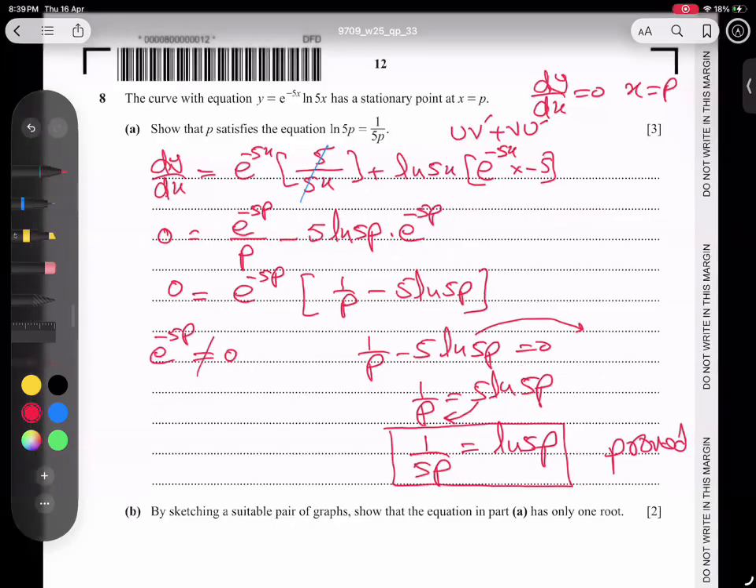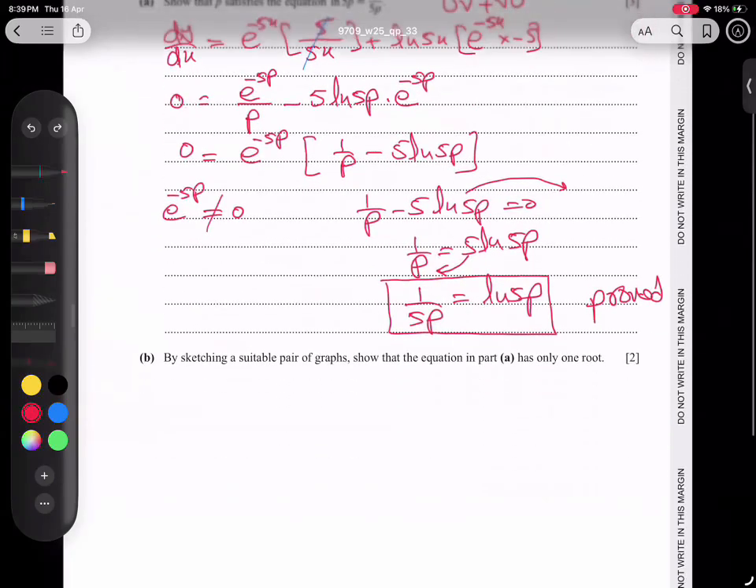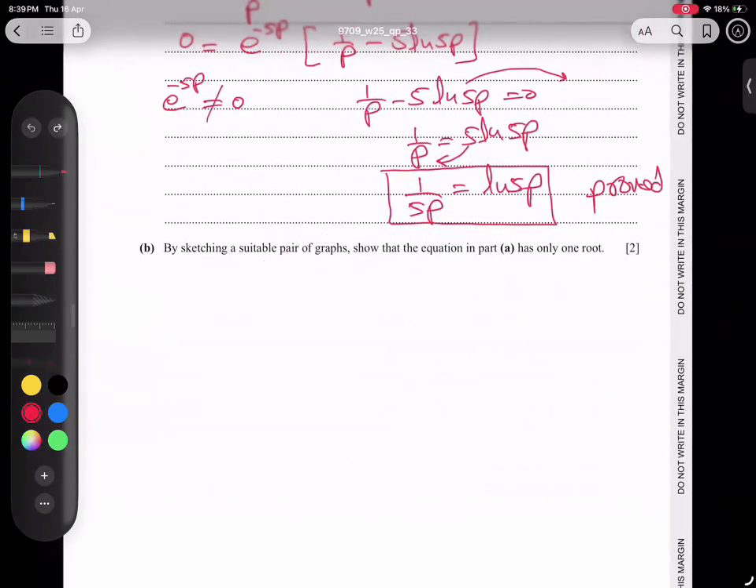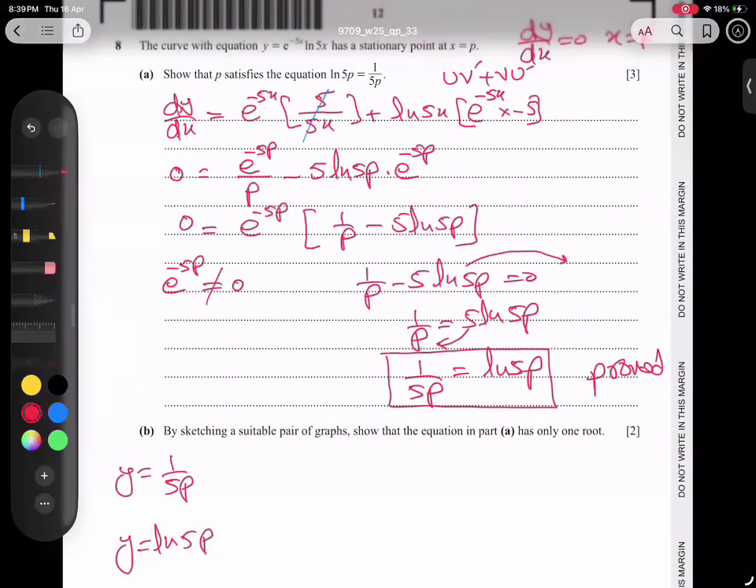Below part we have what? By sketching a suitable pair of graphs, show this equation has only one root. So we have to draw this graph. How to draw it? Left side alone, right side alone. So y equals 1 over 5p alone and y equals logarithm of 5p alone. I have to sketch both graphs separately.